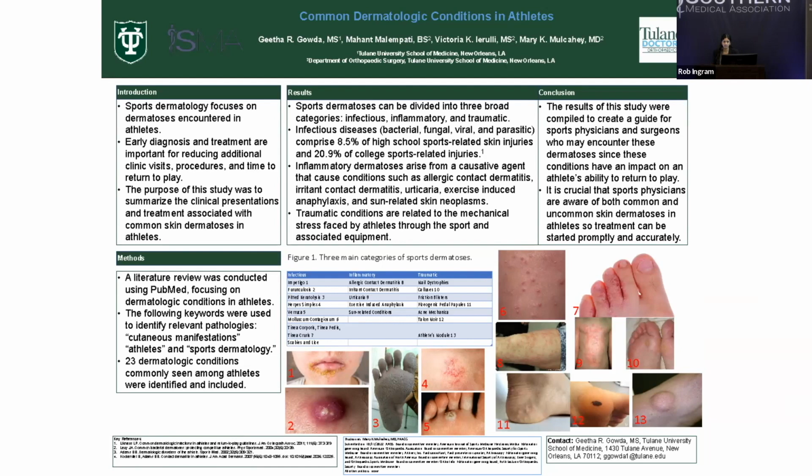But in the paper that we were looking at to see the epidemiology of some of these infectious diseases, we just found that the prevalence was really high, obviously, in high school and college sports.